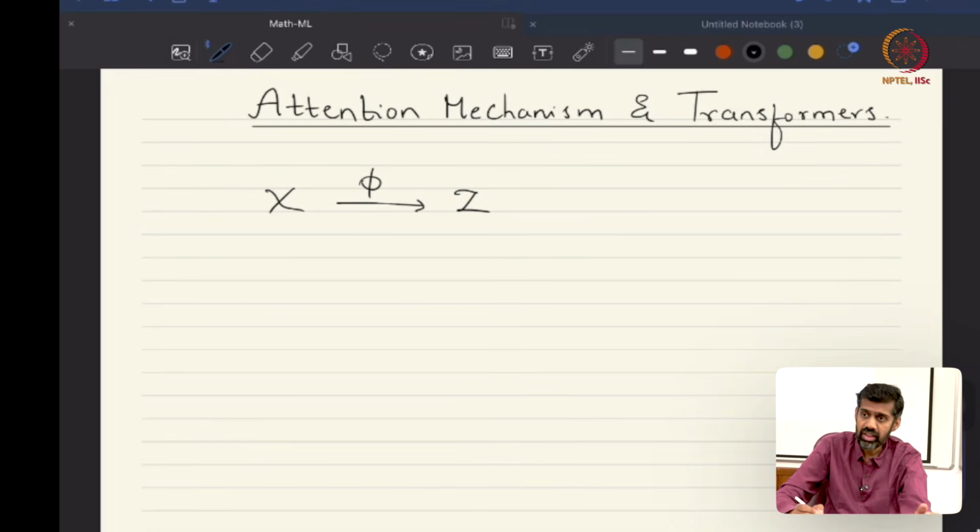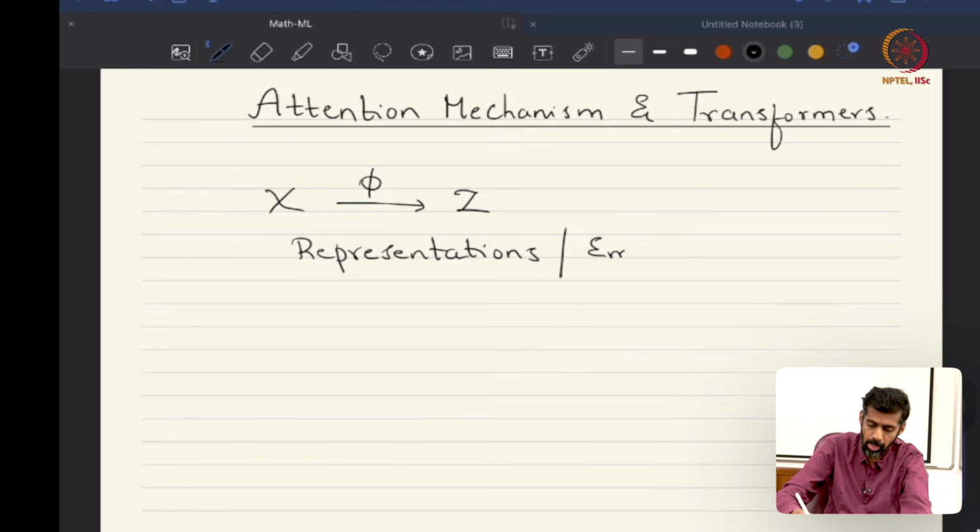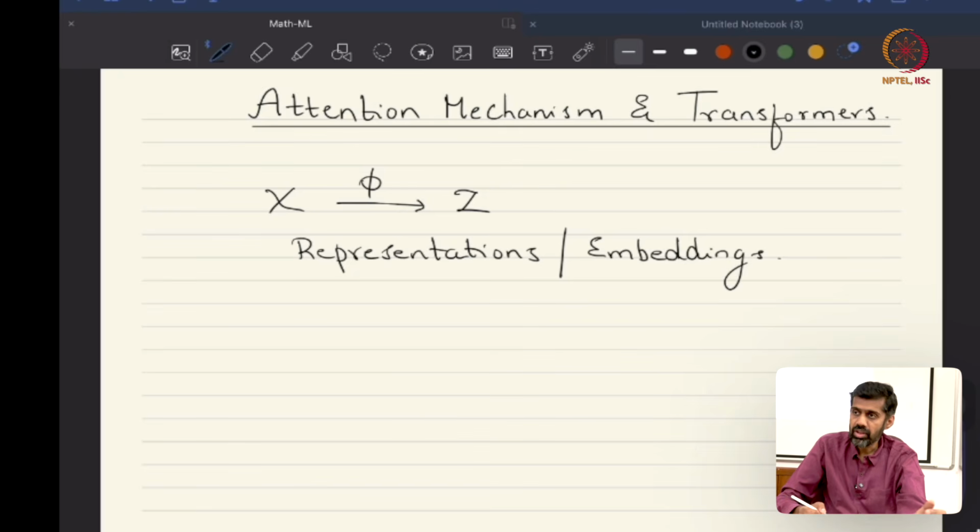Now, this kind of transformation of data from one space to the other is typically referred to as representations or embeddings. So, start from some space which is the given random variable, and then make your data undergo a transformation phi, and you project your data onto some other space, typically represented by this variable Z, and call that the representation or the embedding and so on.